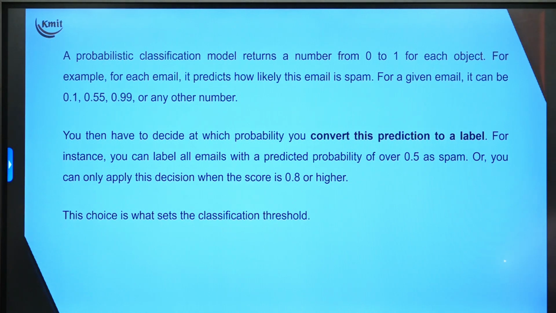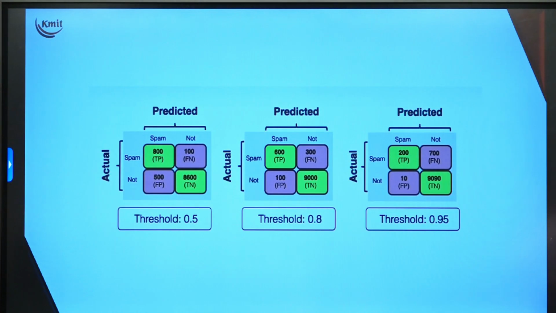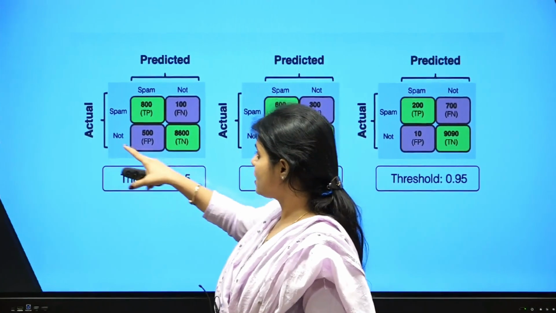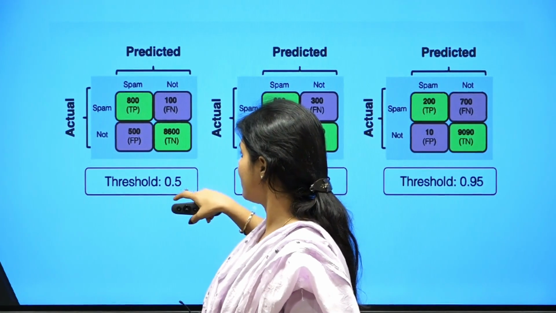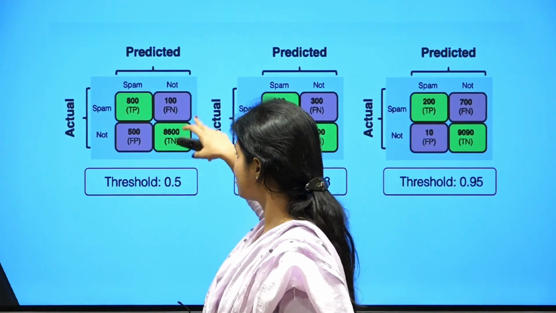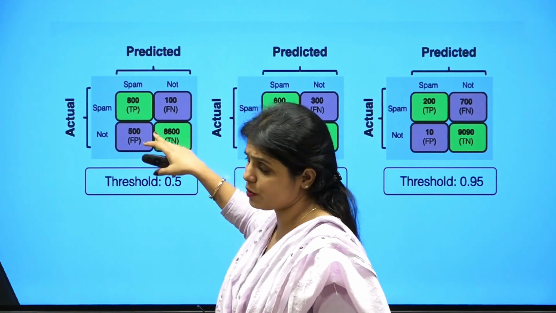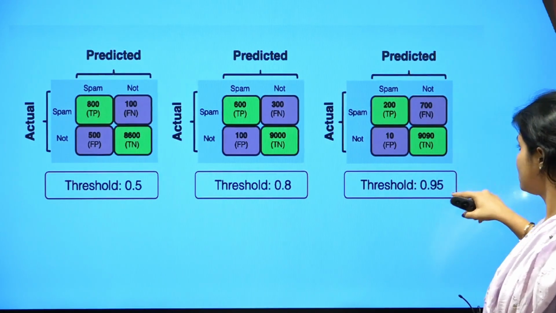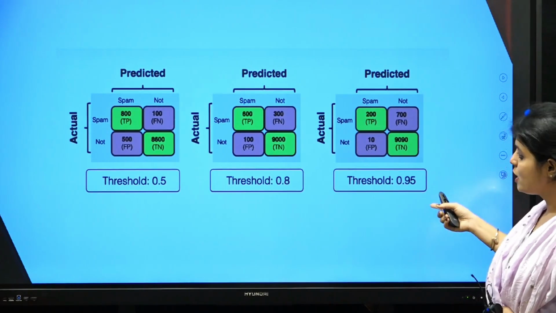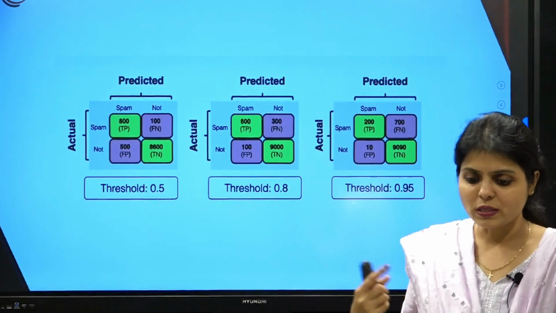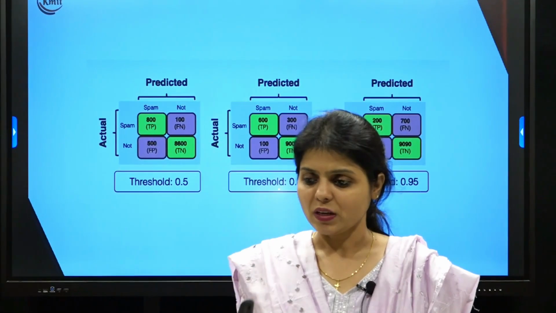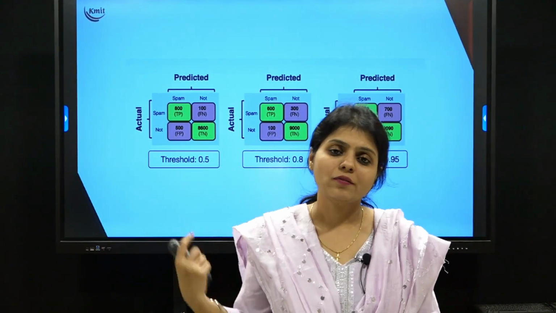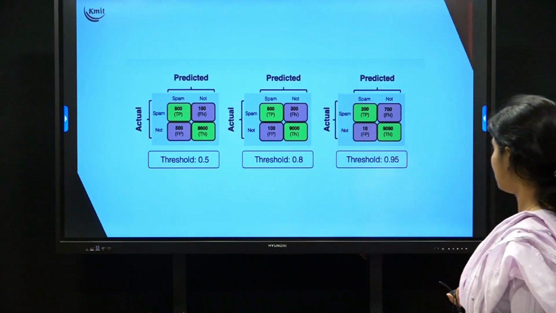This choice is what sets the classification threshold. We calculate the confusion matrix, actual versus predicted, for different threshold values. For 0.5, how many false positives, true positives, false negatives, true negatives. And what if I put a threshold of 0.95? When you want to improve the accuracy of the model, we often apply a threshold so that we get to know the changes in the model's performance.